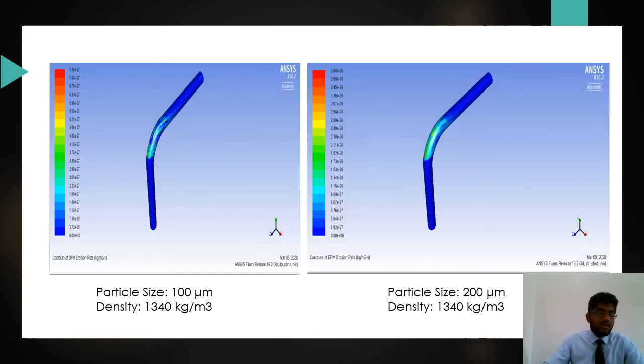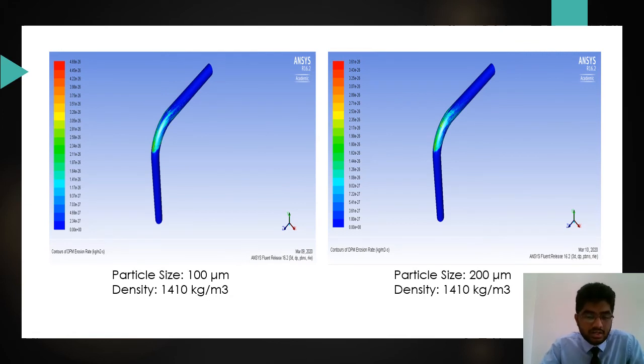Moving to the next part, these are our simulated results obtained from ANSYS. As we can see, for particle size of 200 micrometer for the same density, the erosion rate is higher compared to the particle size of 100 micrometer. The same goes for the density of 1410 kg per meter cube. The erosion rate for particle size of 200 micrometer is higher compared to the particle size of 100 micrometer.